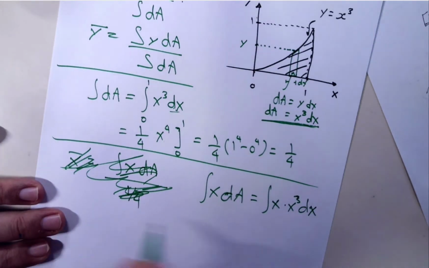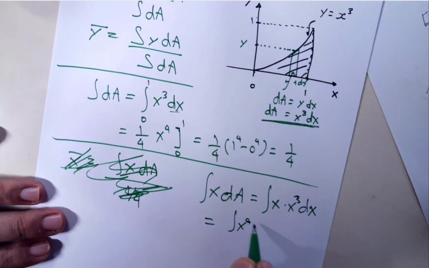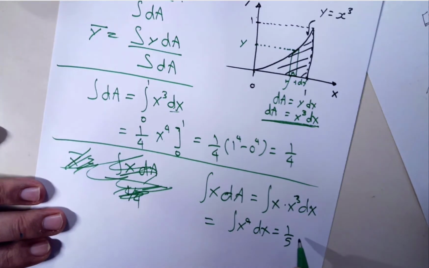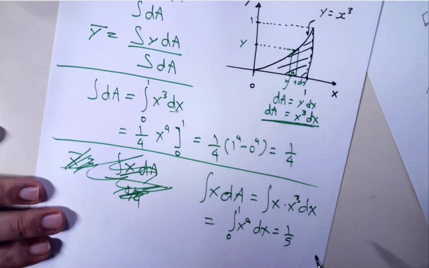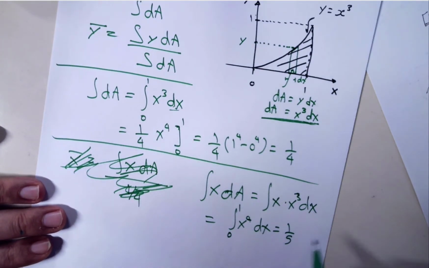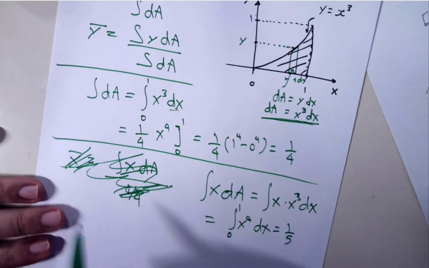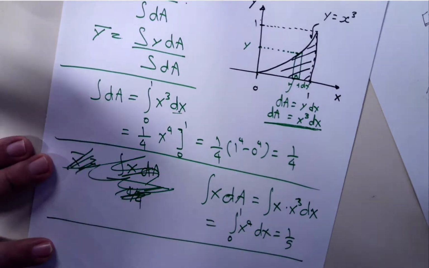Alright, so how much is that? X to the power 4 dx. This is equal to 1/5. I'm just going to be 0 to 1. So I assume that you know how to do integration now. 1 over 5 multiplied by 1 minus 0, so it's 1 over 5. Alright, great.